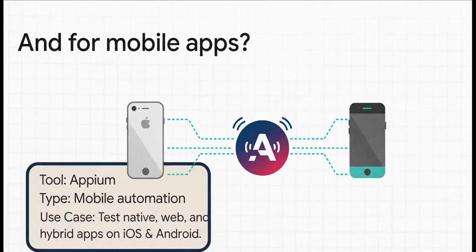Okay, but what about the apps in our pockets, on our phones? For that, the go-to tool is almost always Appium. A good way to think about it is like it's the Selenium for the mobile world. It's open source, and it lets you write one set of tests that can run on both iPhones and Android devices, which is huge. It doesn't matter if it's a native app or just a mobile website.